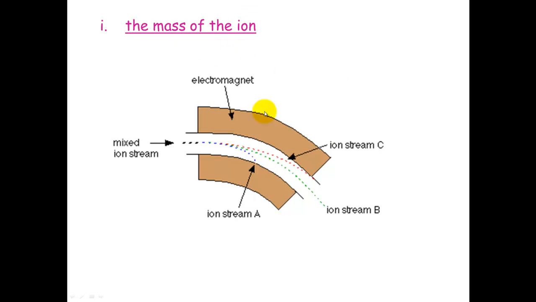So let's have a look at the mass of the ion. Here we've got three different streams. So a mixed ion stream is coming into the mass spectrometer. You'll see that ion A here is deflected the most and ion C is deflected the least. So these ones here are the lightest ions. These deflect the most because they're lighter, they weigh less, they have less mass. Whereas ion C are the heaviest ions. These ones will not deflect as much. You need more energy to deflect those.